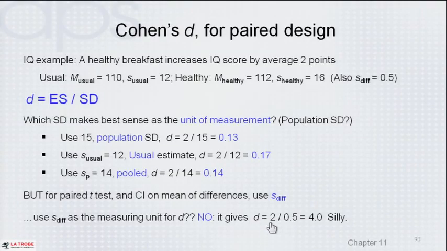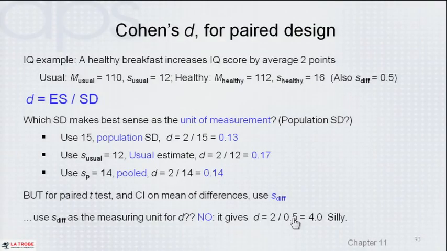To say that the difference between regular and healthy breakfast is 2 IQ points divided by the standard deviation of the differences and get a D of 4, that's ginormous. That just doesn't make sense. And in an early paper with Sue Finch, 2001, we debated this. In Cohen's book, he allows for the possibility of using this standard deviation of differences for Cohen's D. And Sue was arguing, look, I'm sure there are examples. And I've been looking for 15 years for somebody to give me a convincing example where it made conceptual sense to use this standard deviation of the differences. And I haven't found one yet. Maybe you can come up with them.